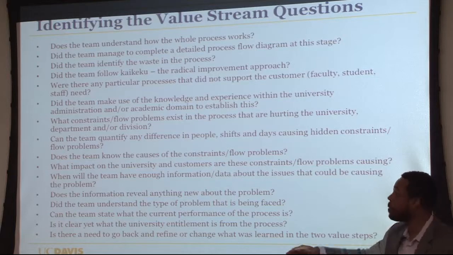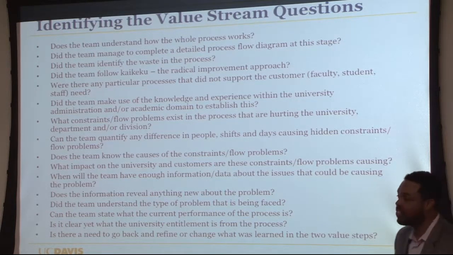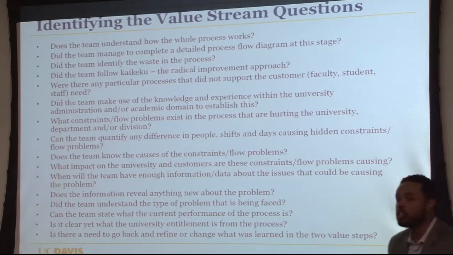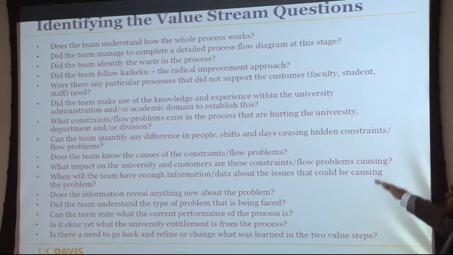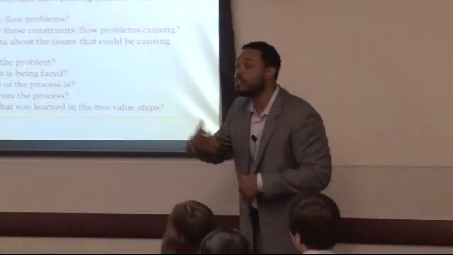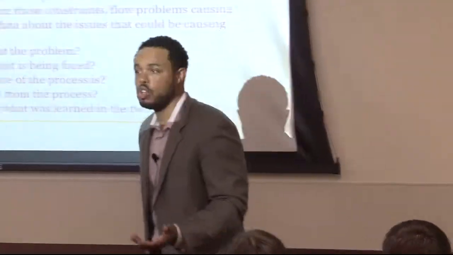The second thing: did the team manage to complete a detailed process flow diagram at this stage? That means you have to have a complete diagram to make sure you validate what the value stream is and how you apply it and apply continuous improvement. So you've got to have that piece set up first to make it effective. I won't go through all the rest of the questions, but these are questions that you want to think about once you're doing your value stream. And this can be within your department. This can be any process that you focus on.